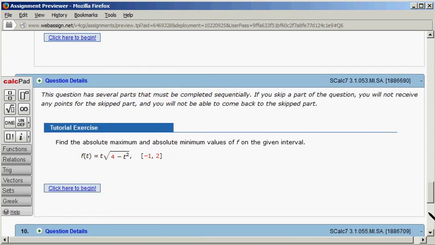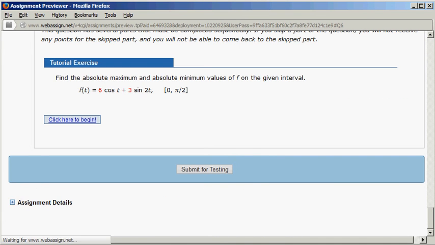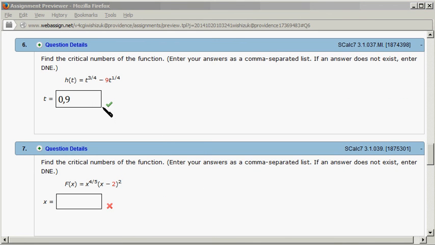Let's check. Submit for testing. It came back and looks like we got this one correctly. That's it. I hope that this was clear.